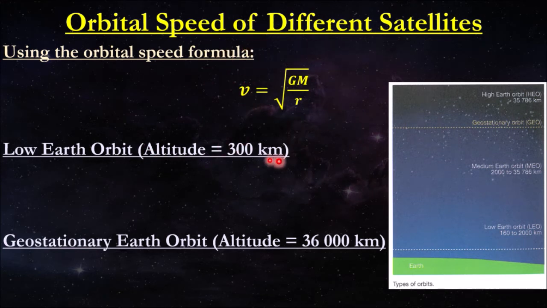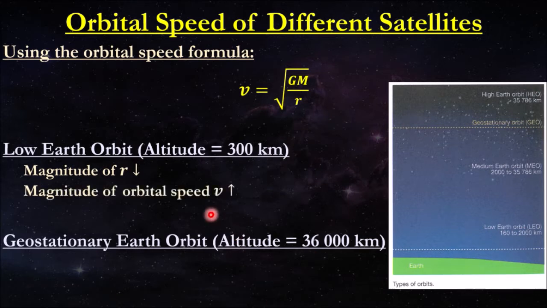The altitude is only 300 kilometers compared to 36,000, which means that for low Earth orbit, the distance in separation from the Earth's surface is rather low, so that's small. As a consequence, the orbital speed will be very fast, because as you can see, orbital velocity is inversely proportional to the orbit distance.